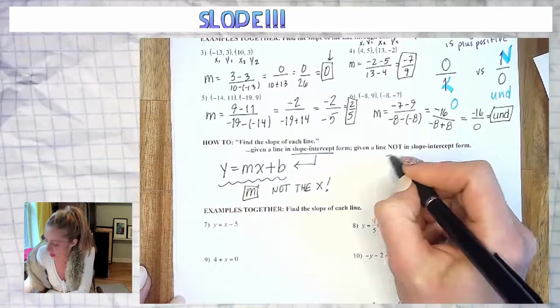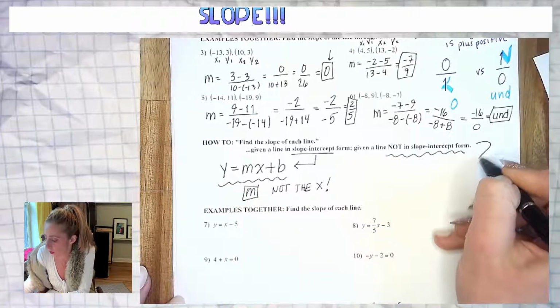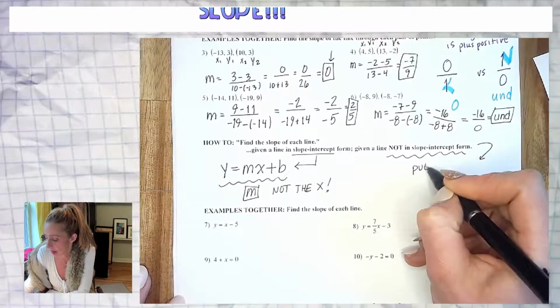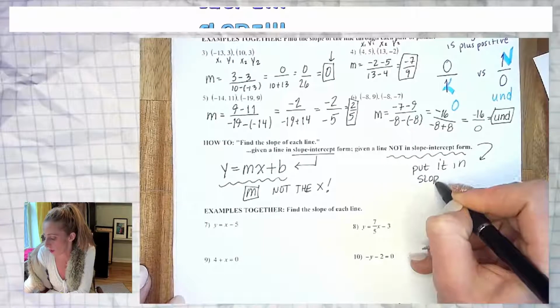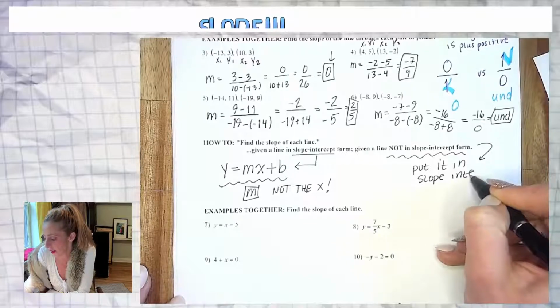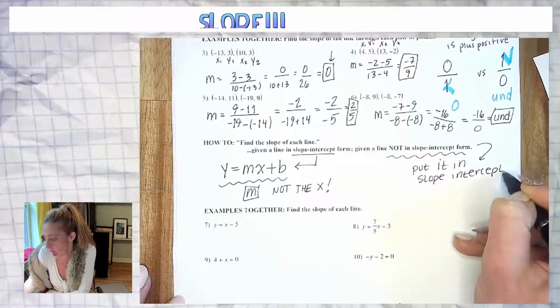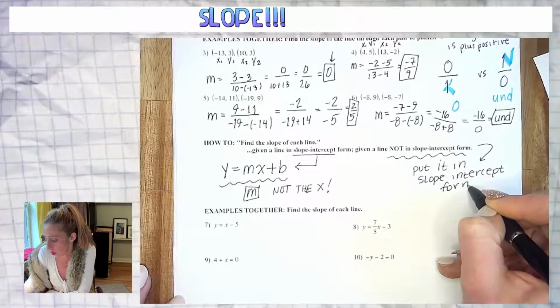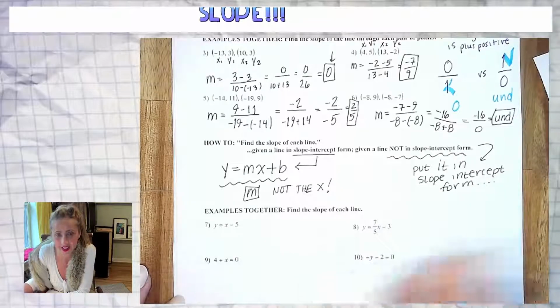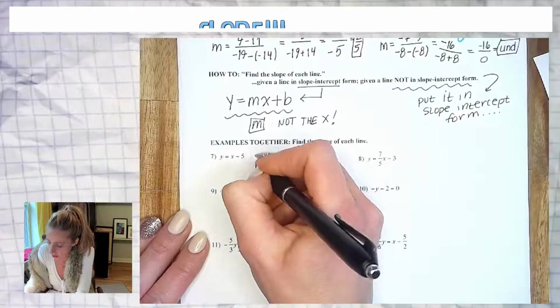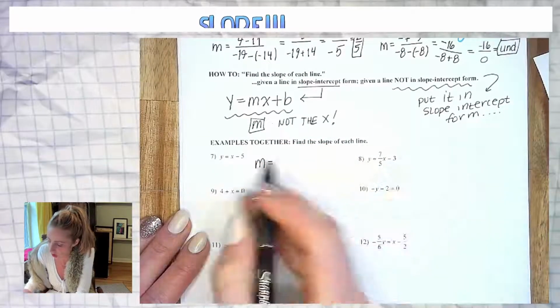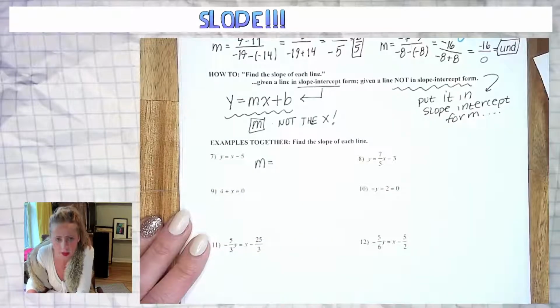But if it's a line not in slope-intercept form, guess what? Put it that way. Put it in slope-intercept form. And how do you do that? With this thing called algebra. You do the inverse operation to get things to the other side. Okay? Example, here. Does anybody know? The faster you answer, the faster we move along. What's the slope of this equation?